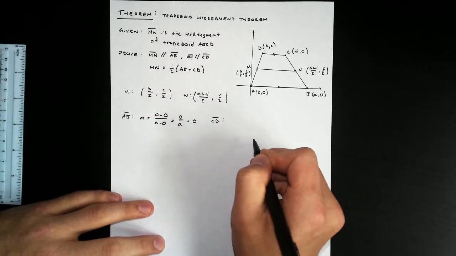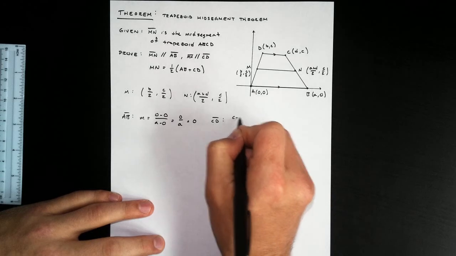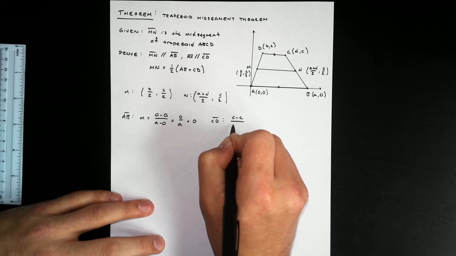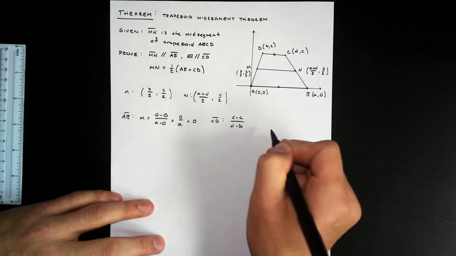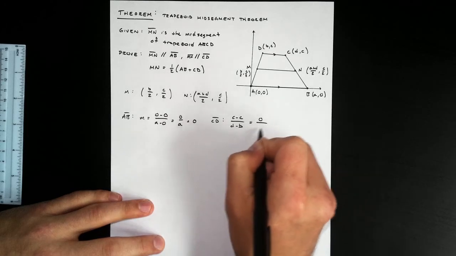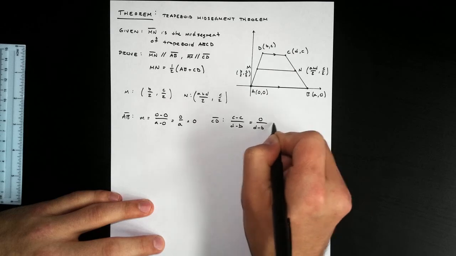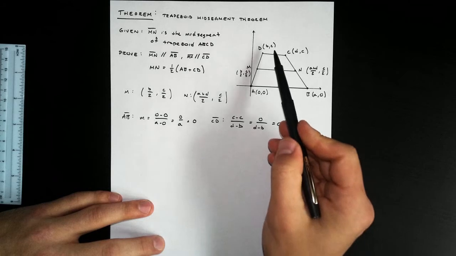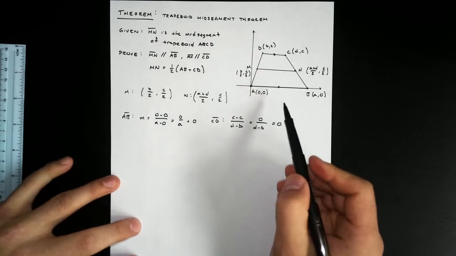Okay, let's take a look at the other base, CD. So the 2 y values, c minus c, and then the 2 x values, d minus b. So that's 0 divided by something, which is just 0. Okay, so we already knew that these are parallel to each other, so that works out.